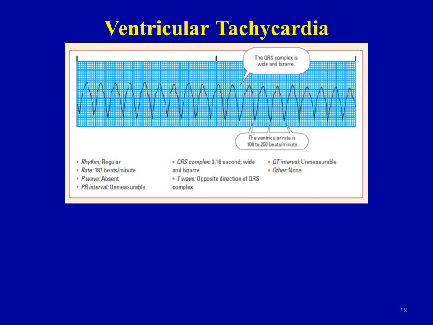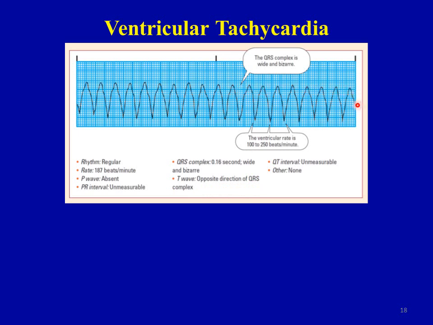Ventricular tachycardia. Here you can see again the wide and bizarre QRS complexes. So these are S waves, and we see the T waves, another S wave, another T wave. So the rhythm, as you can see, is regular. The rate is high, above 100. The P waves are absent because there is no conduction to the atria, or the P waves are hidden or embedded in the broad QRS. PR interval cannot be measured. The QRS complex is broad, here 0.16 seconds. The T waves are opposite in direction to the main QRS complex, as I showed here.